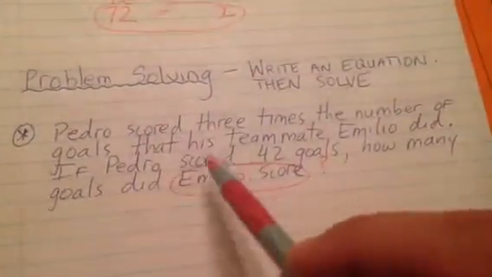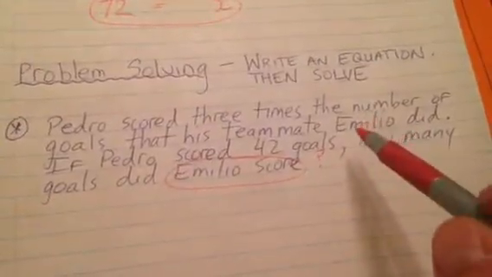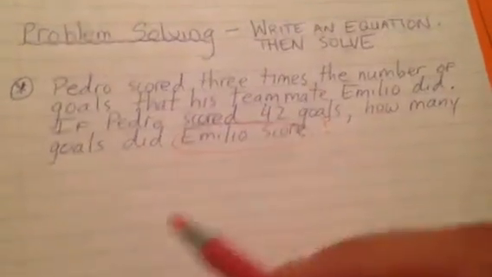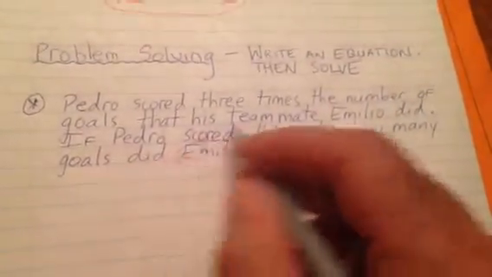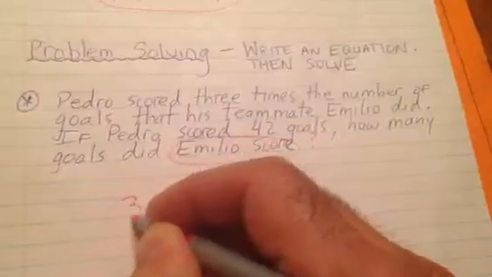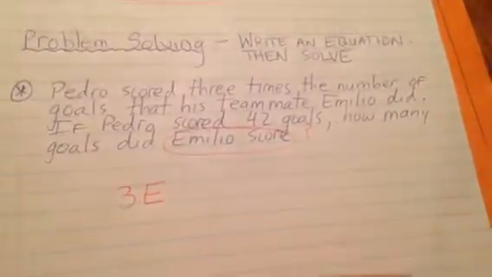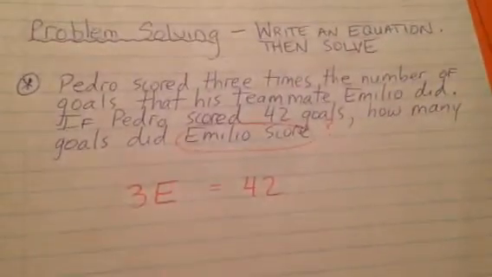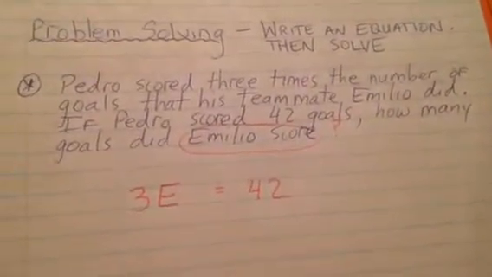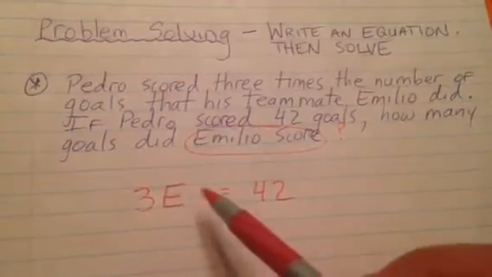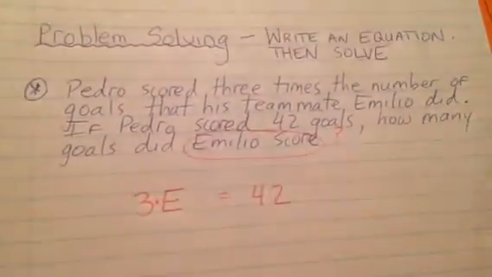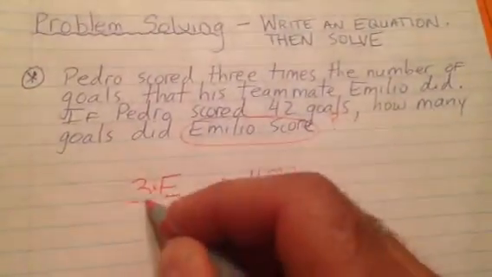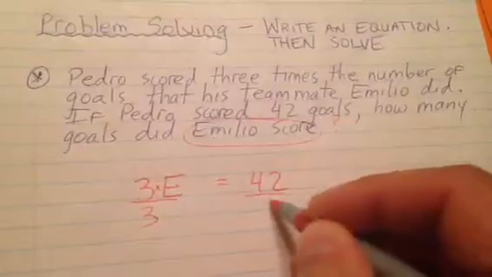So Pedro scored 3 times the number of goals that Emilio did. And Pedro scored 42. So the equation must be that if Pedro scored 3 times Emilio, we say 3E, and he scored 42 goals, 3E equals 42. There's our equation. Now we're just going to solve it. So 3E means 3 times E, right? In order to get E by itself, I have to do the opposite of multiplying by 3, so I divide by 3. Whatever I do to one side, I do to the other, right?